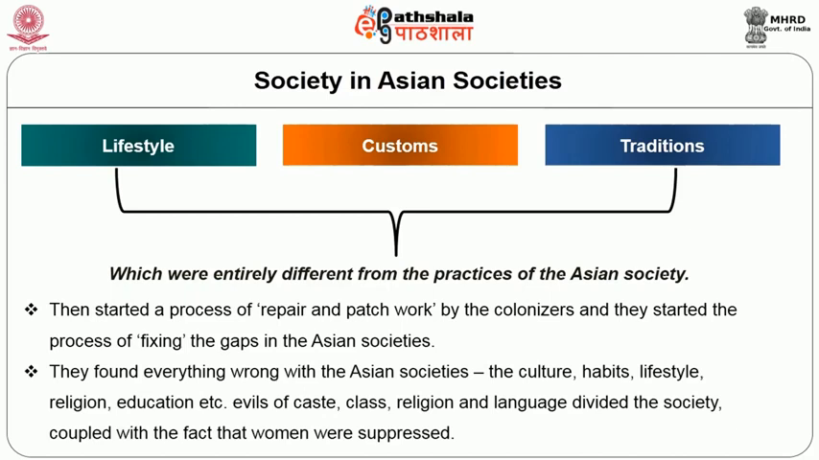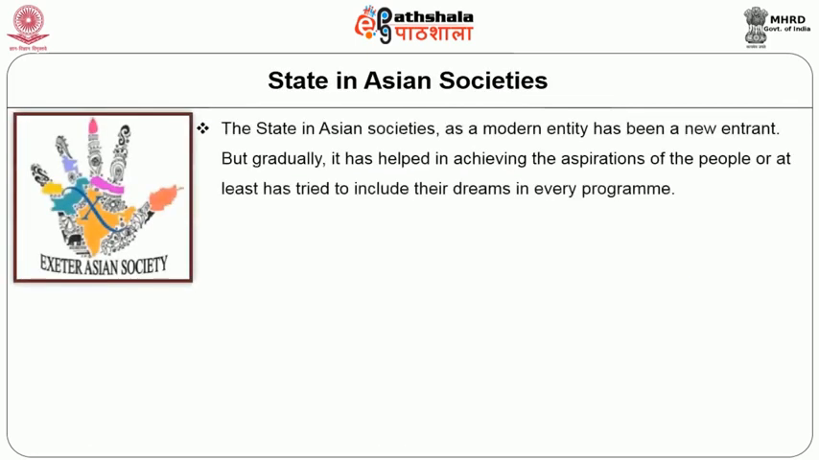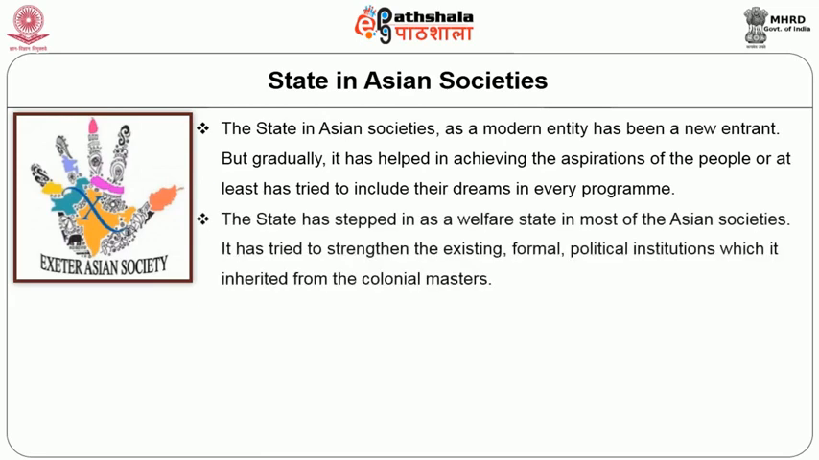They found everything wrong with the Asian societies: the culture, the habits, the lifestyles, religion, education, etc. The evils of caste, class, religion, and language divided the society, coupled with the fact that women were suppressed. The state in Asian society as a modern entity has been a new entrant, but gradually it has helped in achieving the aspirations of the people, or at least has tried to include their dreams in every program. The state has stepped in as a welfare state in most of the ancient societies.